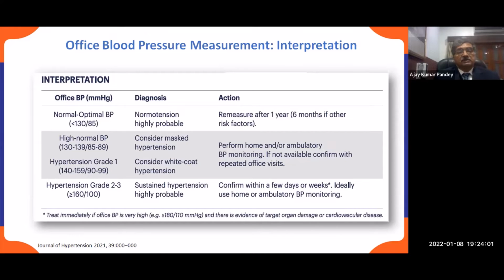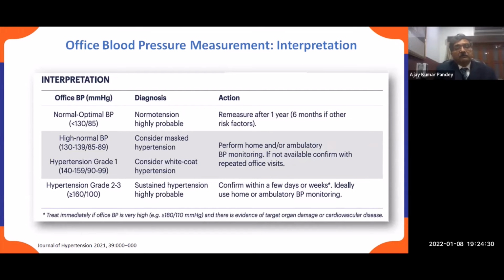And what is hypertension stage 1 or grade 1? 140 to 159, or 140 to 160, you can say 20 millimeters of systolic, and diastolic 90 to 99. Then we have stage or grade 1 hypertension. These patients may also have white coat hypertension. If their blood pressure at the office is in this range but at home it is lower, then we should always look for ambulatory BP monitoring or home BP measurement.